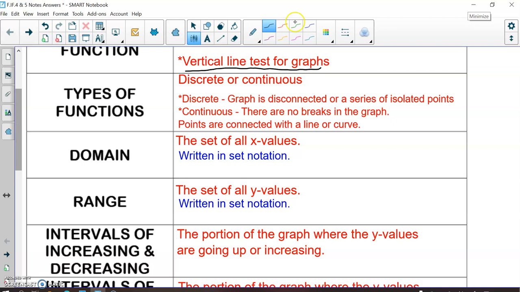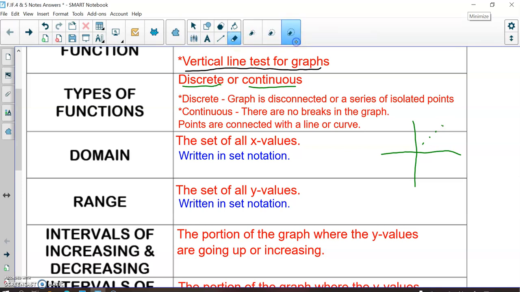There are different types of functions. We did not talk about this part yet, but a discrete function or a continuous function. Now, a discrete graph is a graph that is disconnected or a series of isolated points. So for example, if I had an x and a y axis and I had a graph that looked like this, that would be discrete because it's just a set of isolated points, which when we get to statistics, we will see more discrete graphs.